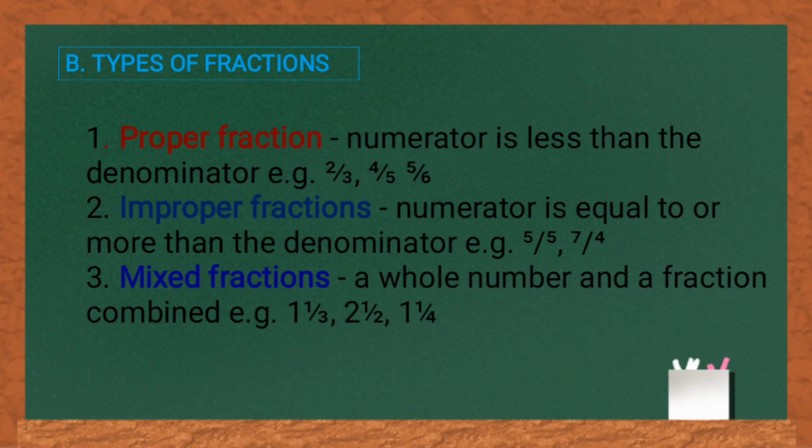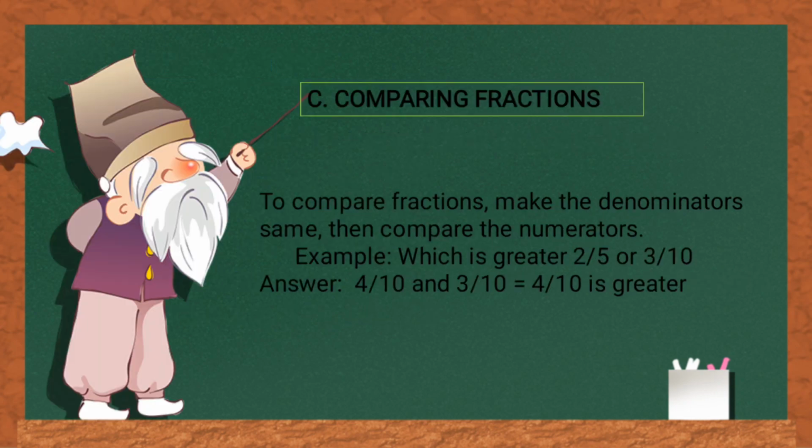And then we come to improper fractions, which are numerator is equal to or greater than the denominator. We have example of 5 over 5. 5 is the numerator, 5 is the denominator. 7 is bigger than 4. Mixed fractions are a whole number and a fraction combined together. E.g., we have 1 whole number 1 over 3, 2 whole number 1 over 2, 1 whole number 1 over 4. 2 and a half and 1/4. Those are mixed fractions which contains a whole number and a fraction combined.